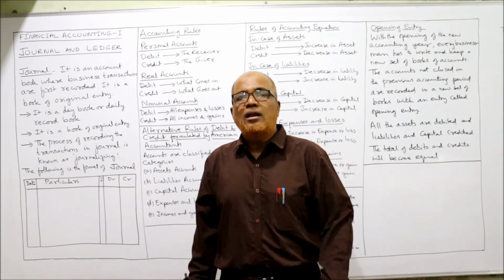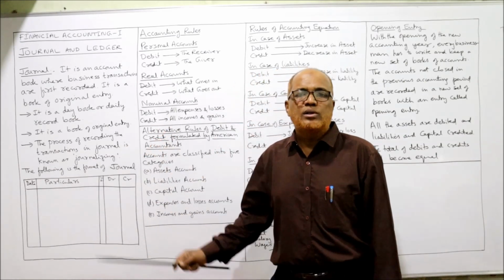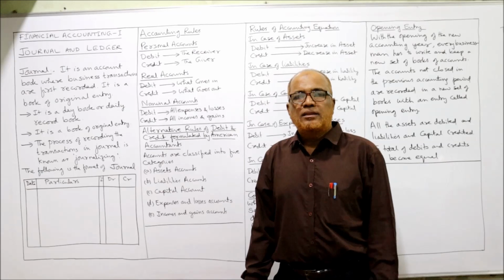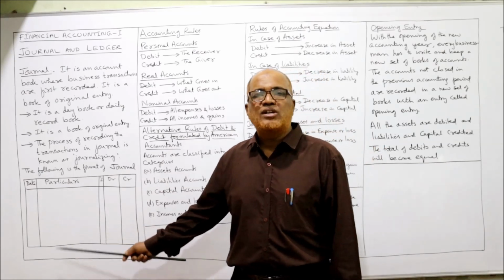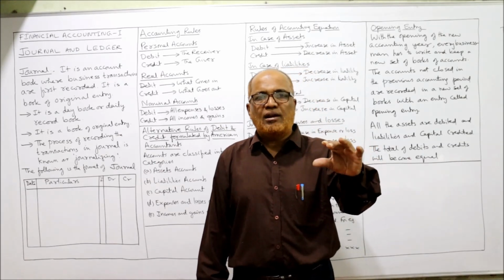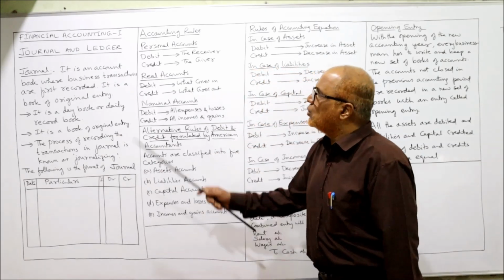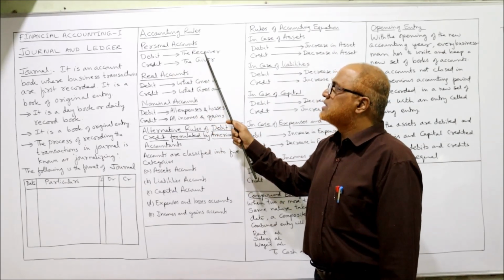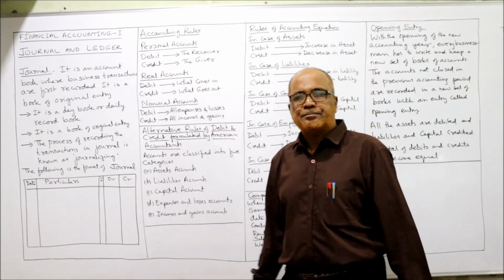Now the rules, the golden rules regarding the accounts that you have to remember. These rules will be applied when we journalize the transactions. When we pass the journal entry, we follow the rules. What are the rules? Accounting rules. Personal account: debit the receiver, credit the giver.